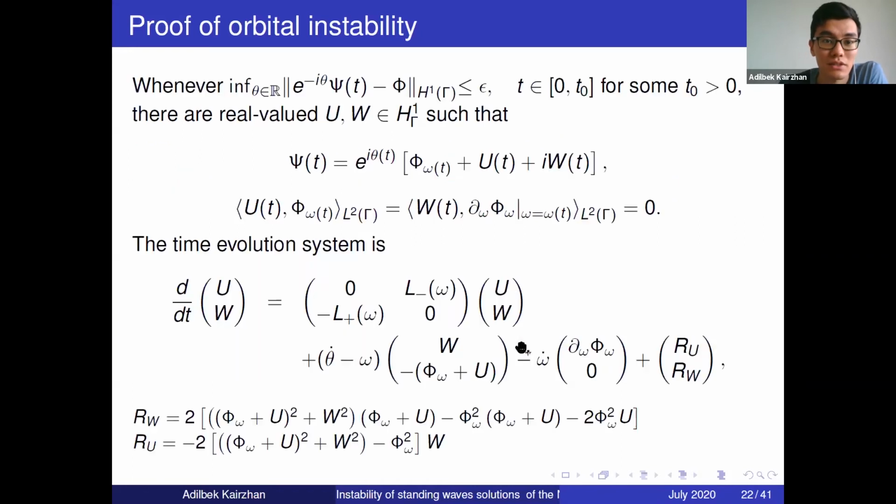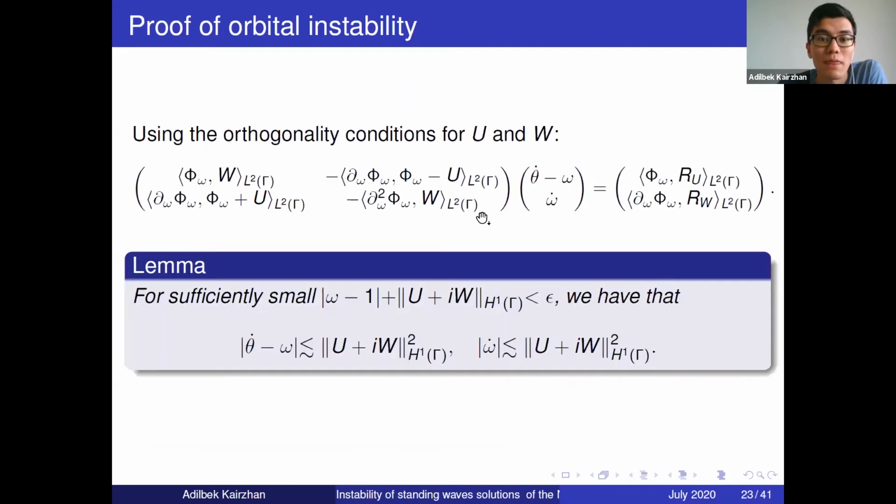So we just apply the orthogonality conditions, this and that, to this equation, just taking the derivatives with respect to time here and there. We will end up with the following system. And here we see that assuming that omega, u and w are sufficiently small, then this thing here would be of order 2. This and these terms, the diagonal terms, would be small here.